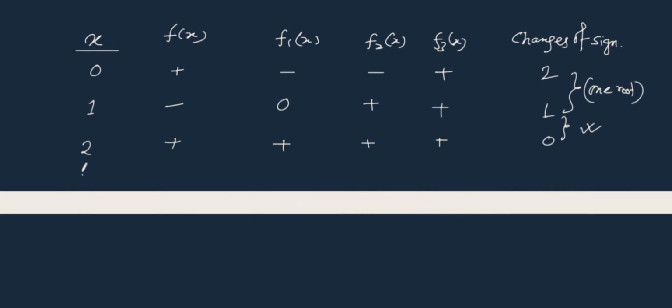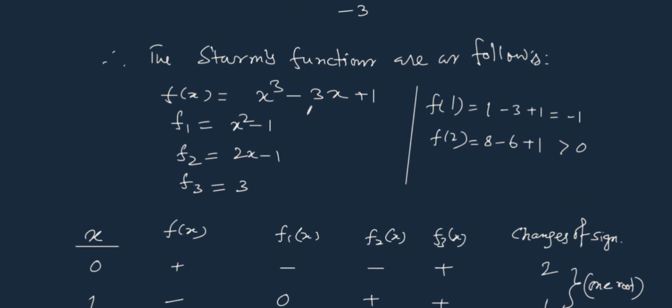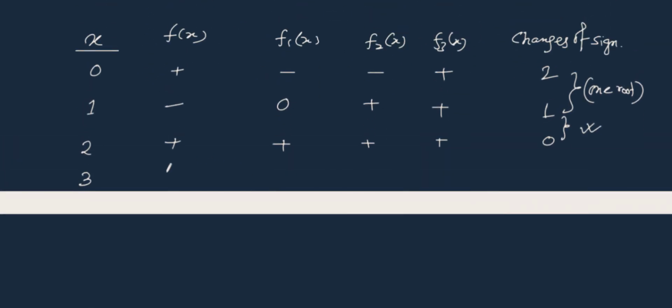Okay, what about at 3? So when x equals 3, f of 3 is 27 minus 6 plus 1, that is again positive. When f1 is positive, f2 positive, and f3 positive. Positive, positive, positive, and positive. So no changes. So between 2 and 3 there is no root. So we got 2 positive roots, one between 0 and 1 and another between 1 and 2.